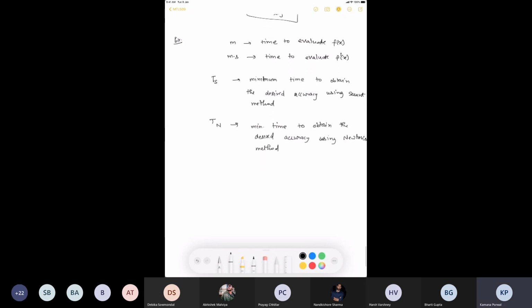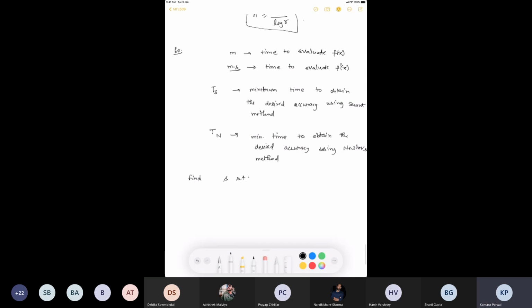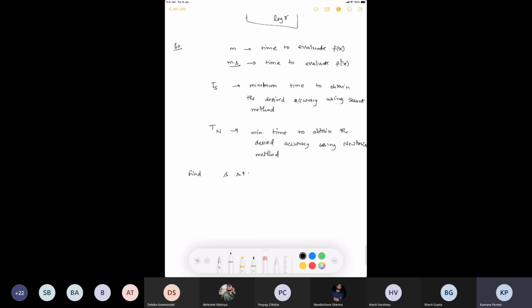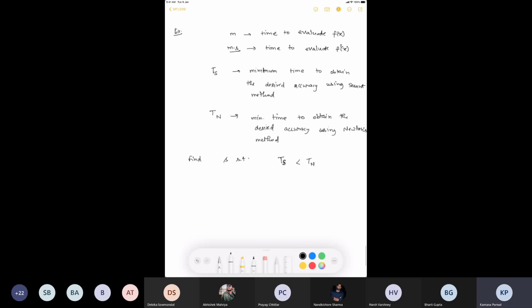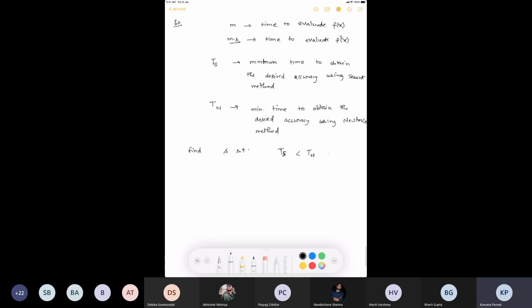So you can find the value of s, which is sitting here. I want to compare the time to compute f prime of x in comparison to f(x). So you can find the value of s such that the time required to reach the desired accuracy using the secant method is strictly less than the time required to reach the desired accuracy using Newton's method.